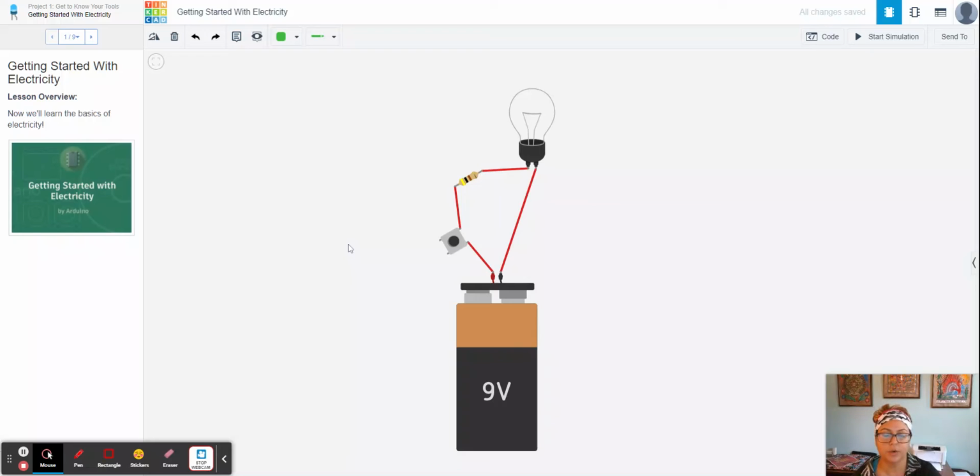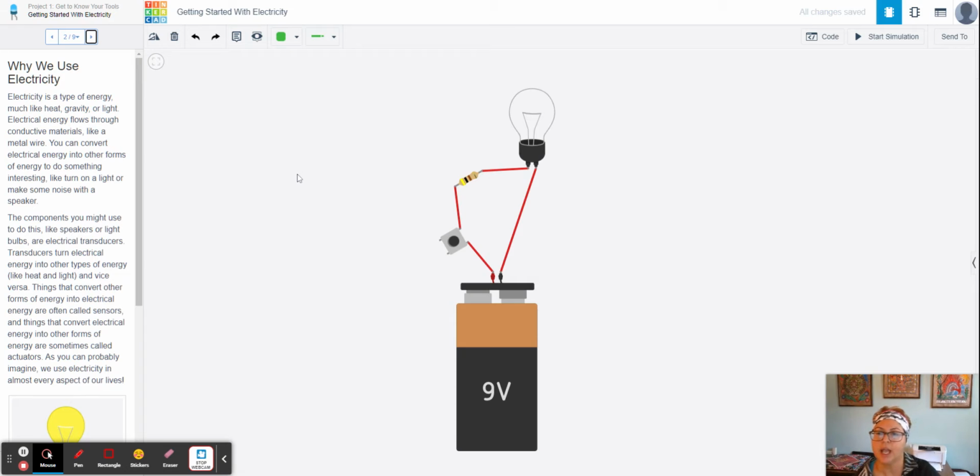All right, guys, I'm going to quickly give you a basic overview of this second lesson, which is getting to know your tools, getting started with electricity. We're going to learn the basics of electricity. Electricity is a type of energy, much like heat, gravity, light. It flows through conductive materials like metal wire.